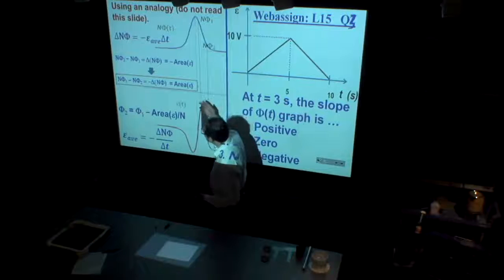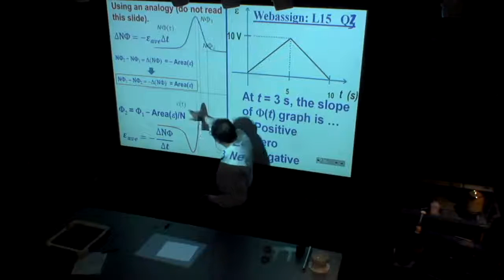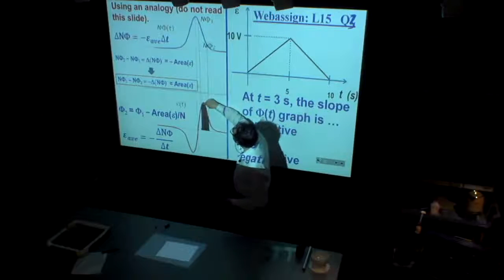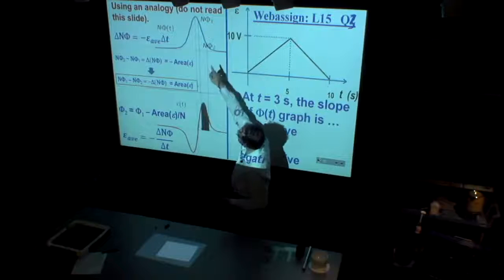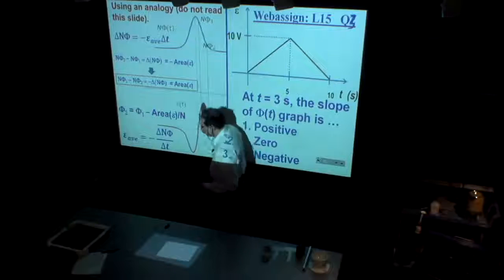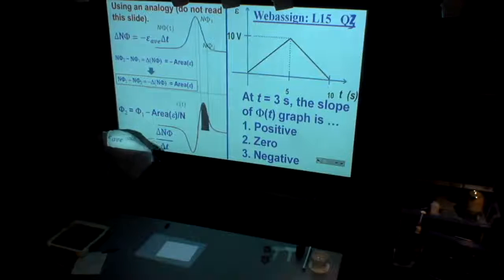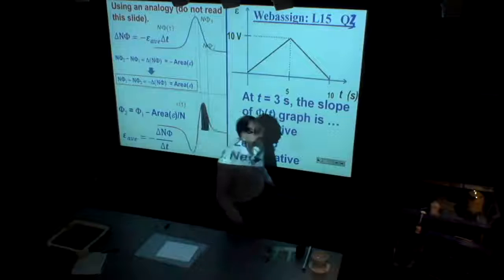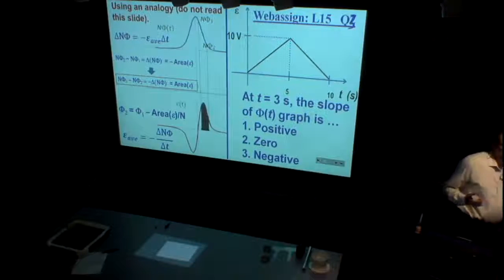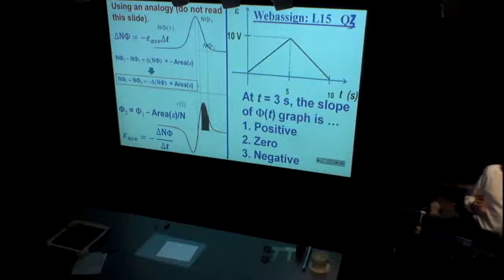Well, we do it using area. So if on the graph for the EMF we can measure or calculate a certain area, that area will be equal to the difference between the flux at the initial and final locations or times. And here, the question is about the slope of the flux at t equals 3.